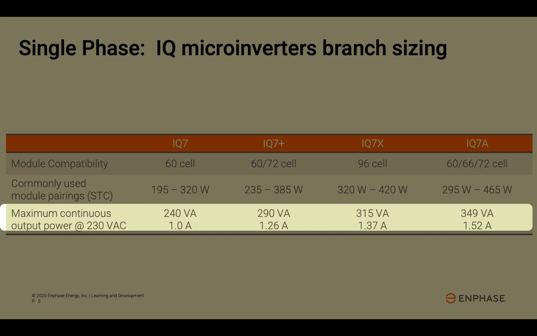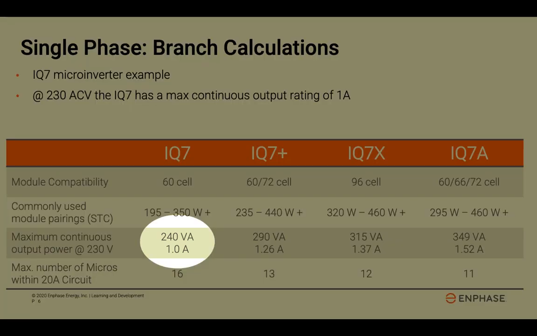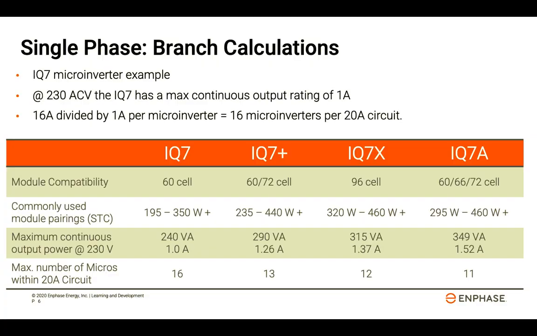At 230 volts AC, the IQ7 microinverter output is 1 amp, IQ7 Plus 1.26 amps, IQ7X 1.37 amps, and the IQ7A microinverter has an output of 1.52 amps. Now let's use the IQ7 microinverter as an example. At 230 volts AC, it has a maximum continuous current of 1 amp. Now using our 16 amp 80% rule for microinverters, 16 amps divided by 1 amp equals 16 IQ7 microinverters for each 20 amp AC circuit.